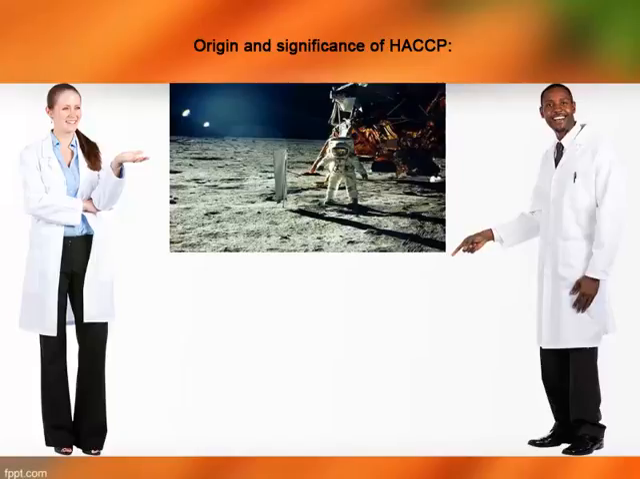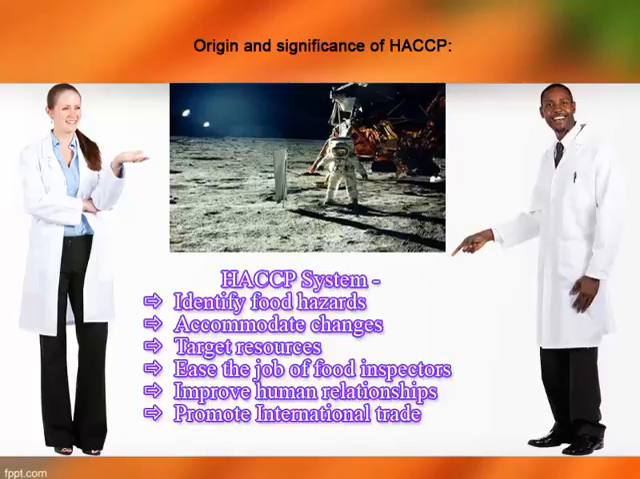Wow. That's interesting. How does the HACCP system play a significant role in the production of safe and wholesome food? The HACCP system helps you identify all reasonably expected food hazards from farm to fork, accommodate any changes made to a food service operation, target resources to the most critical part of a food service operation, ease the job of food inspectors, as all the essential documentation will be readily available during inspection, improve the relationship between food processors, food inspectors, and consumers, and promote international trade as a global food safety standard.